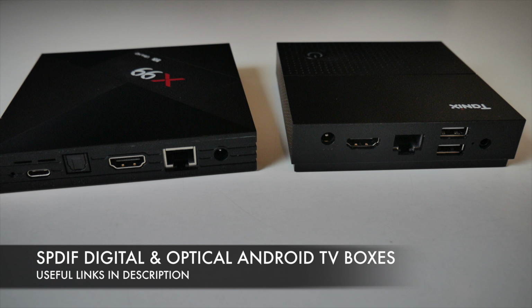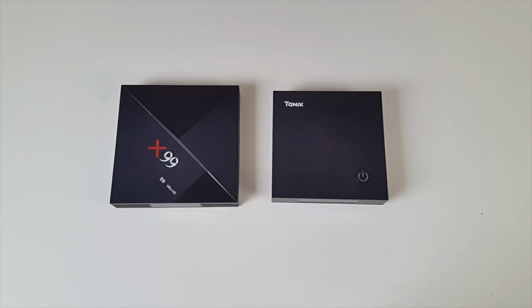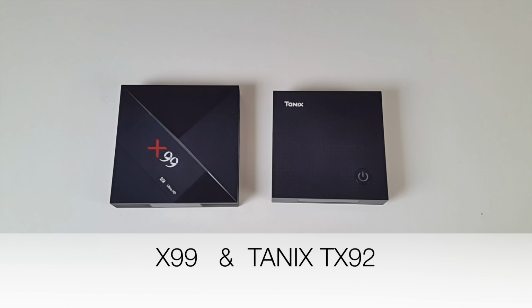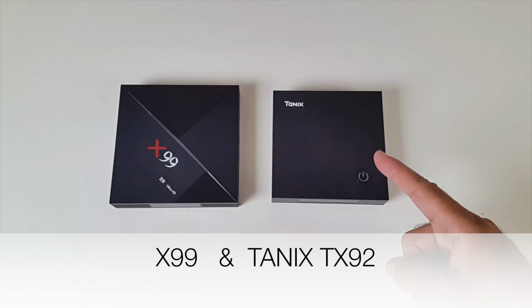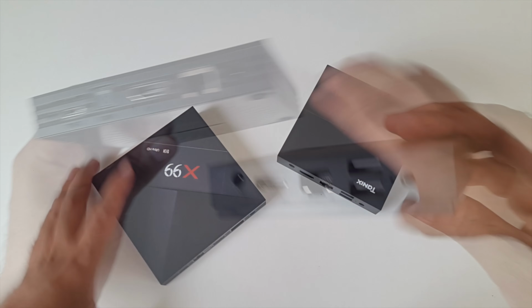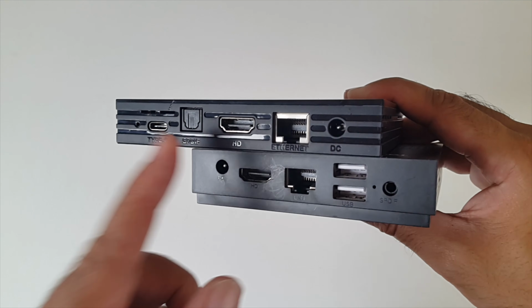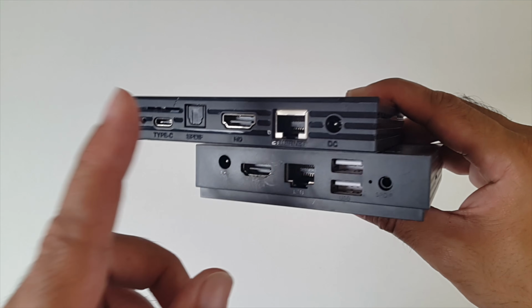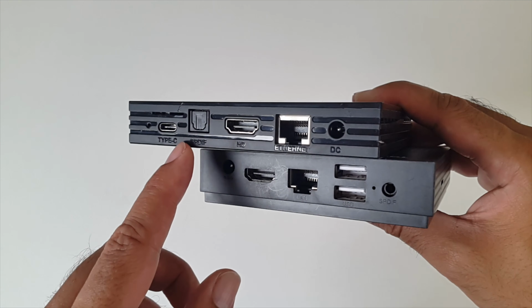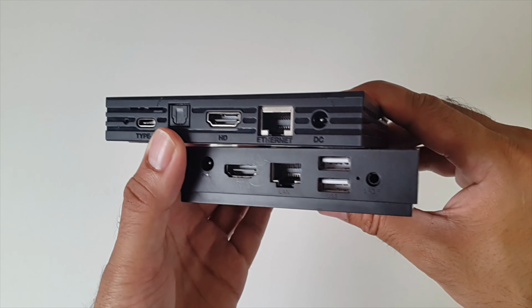So today's video is all about clearing up some doubts in relation to SPDIF audio connections on a TV box. For this example, I have two TV boxes in front of me, the X99 and the Tanix TX92. They both use completely different audio connections. On the top, we have the X99, which uses the standard optical out connection. So you can use any regular fiber optical SPDIF cable and you've got your audio sorted.